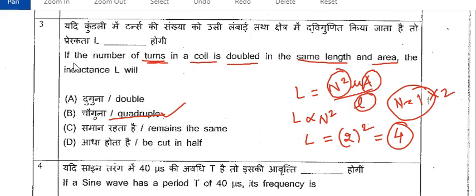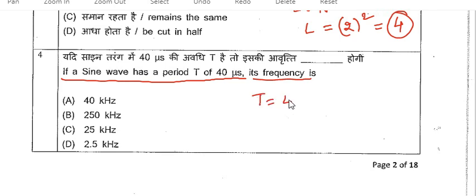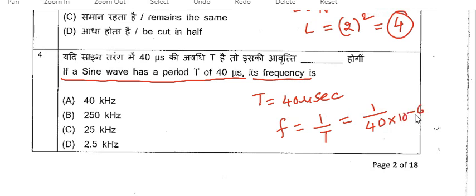So next, let us go for the next question. So what is the question? If a sine wave has a period of T equal to 40 microseconds, what is its frequency? T is given as 40 microseconds, and we have to find the frequency. The frequency formula is 1 by T. So you can just substitute 1 by 40 into 10 power minus 6.